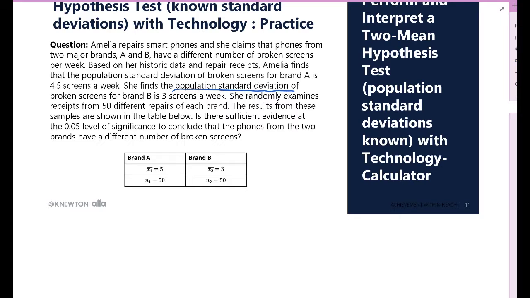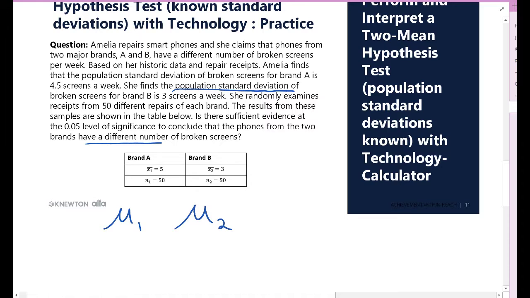So we are trying to test if the mean broken screens is different between the two brands. Do they have a different number of broken screens? So when you're dealing with two means, this is what your hypotheses will look like. We are going to have mu1 and we're going to compare that to mu2. What does that mean? We are going to compare the average number, the mean number of screens from brand A. We're going to compare that to the mean number of screens from brand B. So subscript 1 will represent brand A. Subscript 2 will represent brand B.